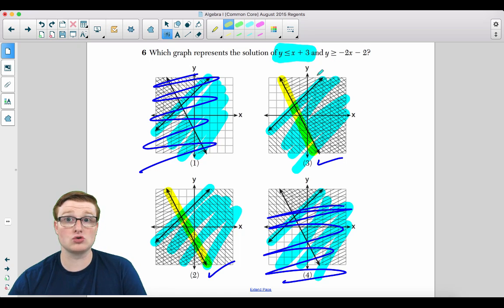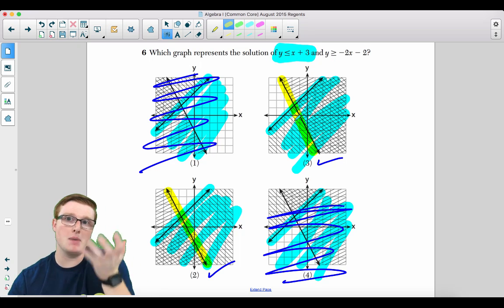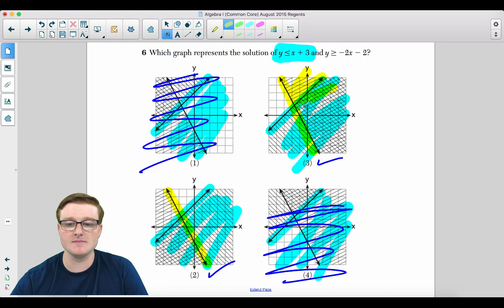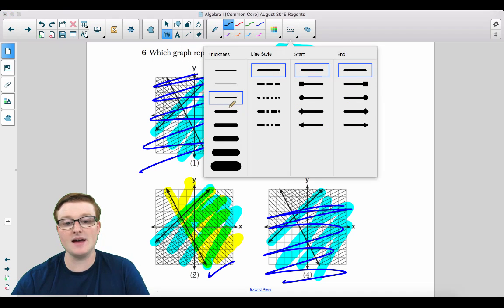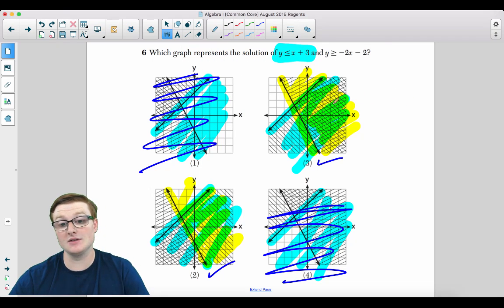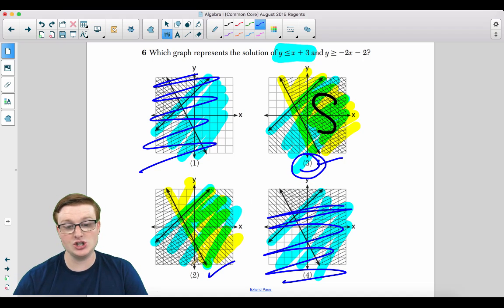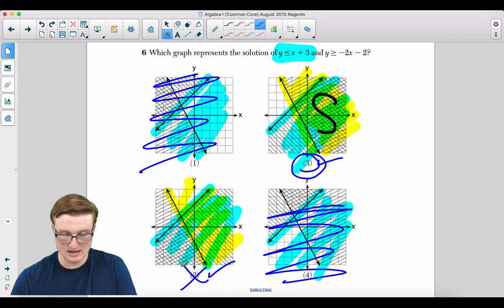Now, y is greater than. Greater than means it's shading above. So that means it's going to be above this. And the only one that shows a cross-hatching solution, meaning that the lines overlap themselves, is right here. That's your solution set. Your answer is going to be choice 3. Choice 2 shows the opposite direction of shading, so that can't be the answer either. Okay? And that's the answer to number 6.